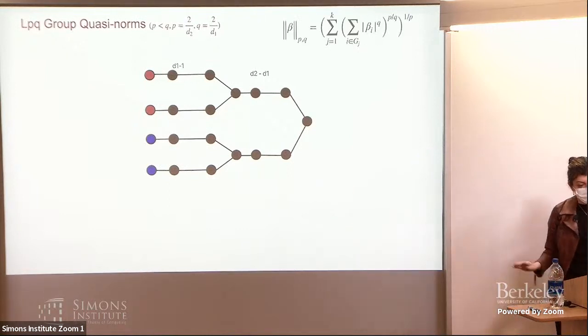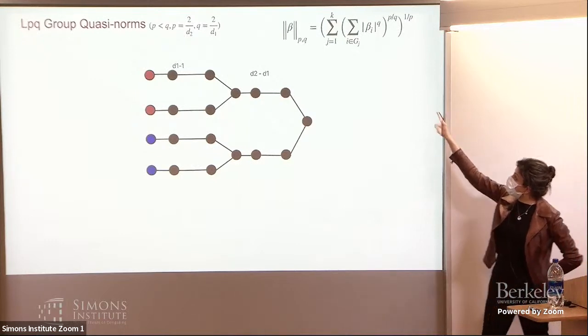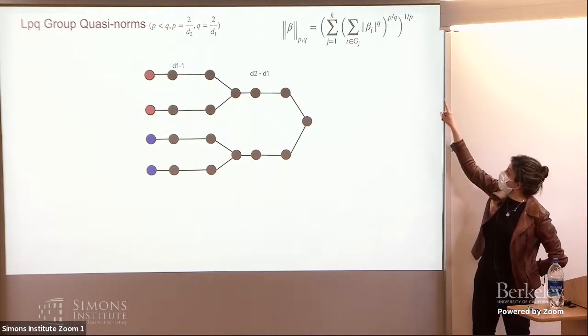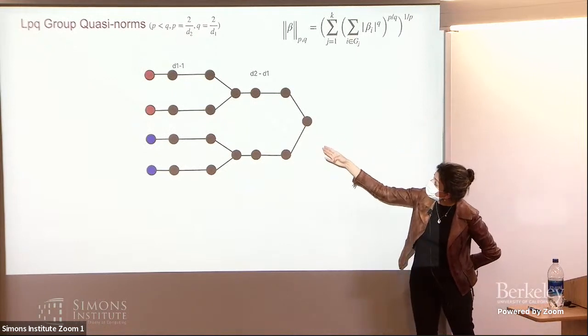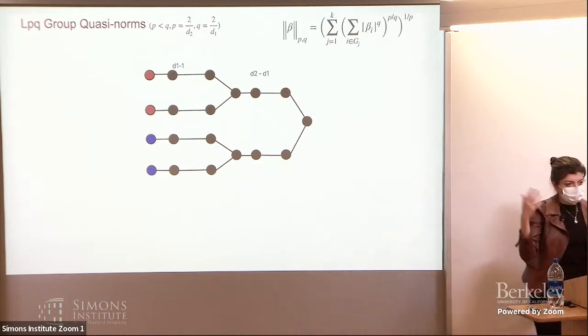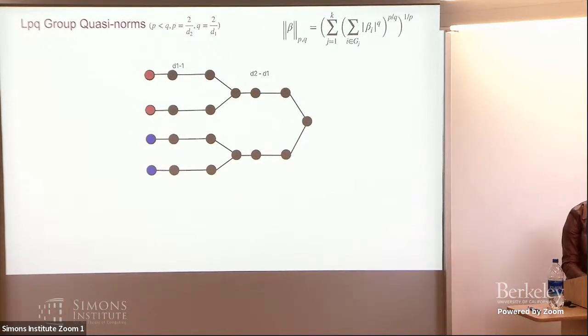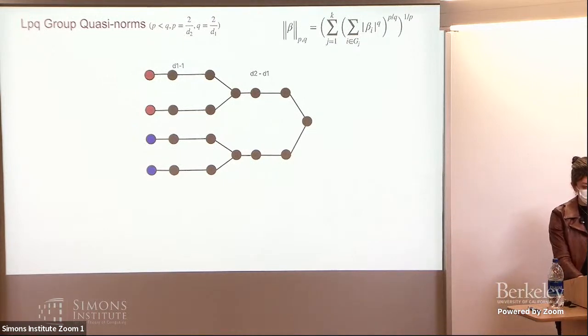So again, note that this is the case that P is less than Q, and you care about the LQ norm inside the group, and D1 is 2 over Q. So that's how you're mixing the groups with each other and so on. So again, this has a very nice representation in terms of the mixing depths.